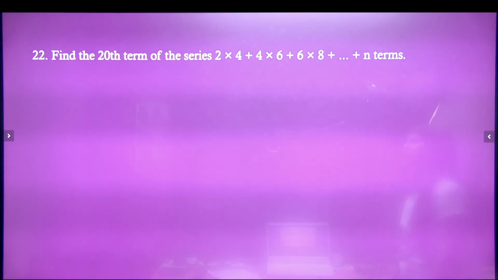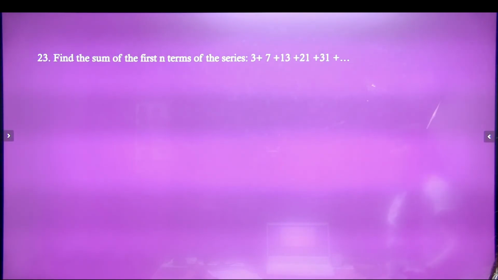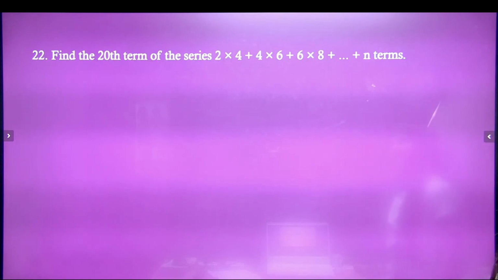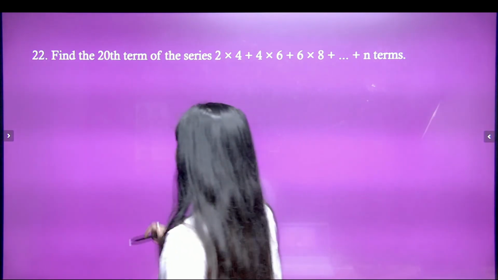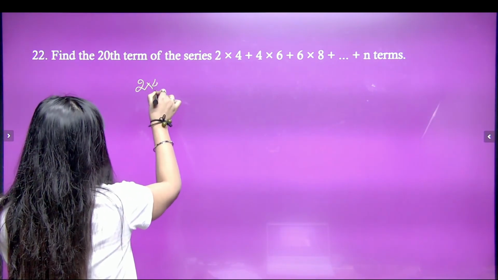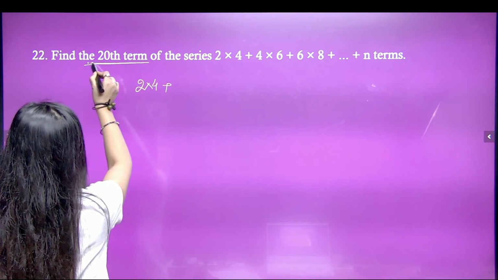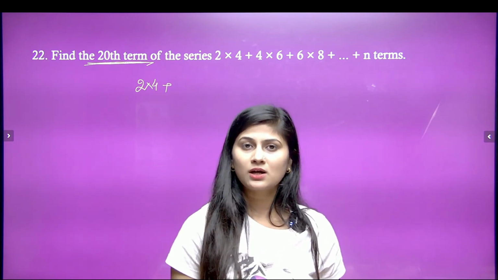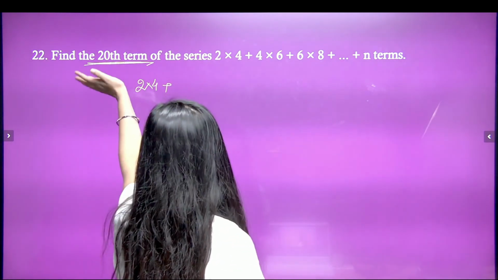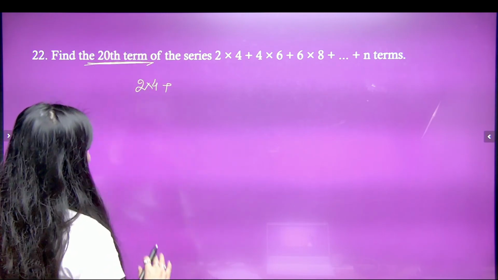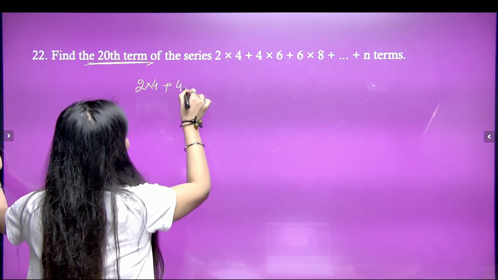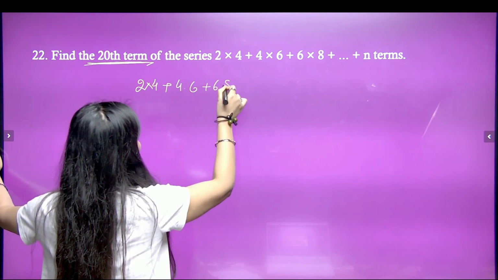So the next question is question number 22. Question number 22 is find the 20th term of the series. The series is 2 into 4 plus 4 into 6 plus 6 into 8, and it goes on like this. The question says you have to find the 20th term, so you don't need to find the sum. We always used to find the sum, but in this question they are only asking for the 20th term, so you are not required to go for Sn.